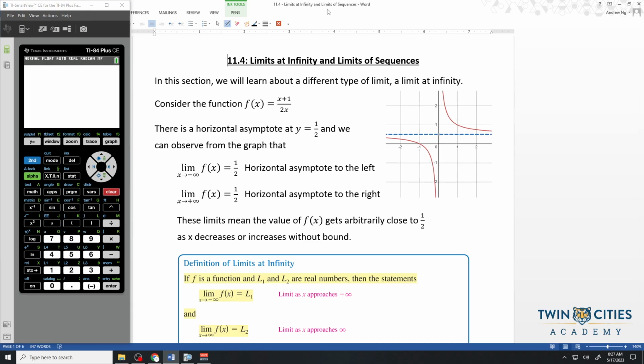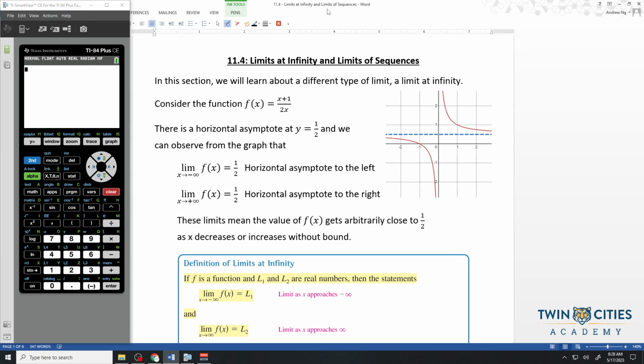In this section, we're going to be talking about limits again, but this time, instead of limits at a specific point, we'll be talking about limits as x approaches positive or negative infinity, as well as how that converts over to looking at different sequences.